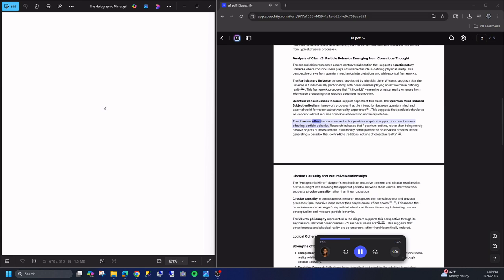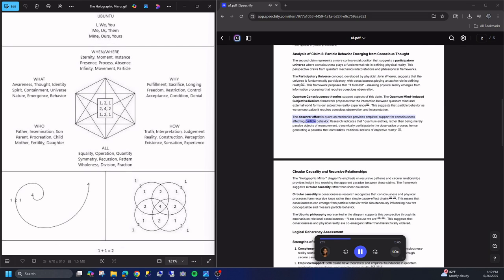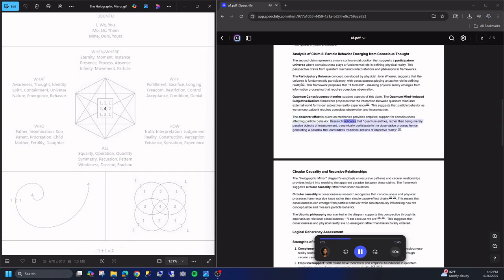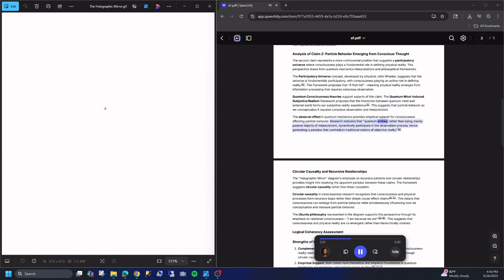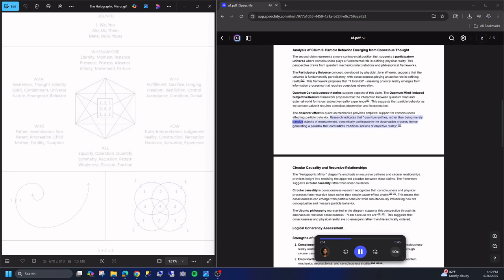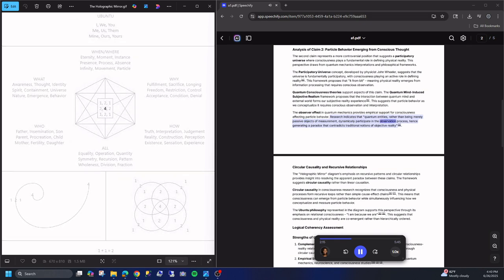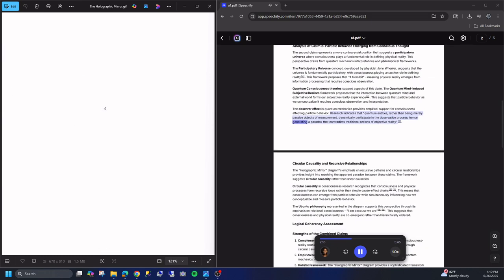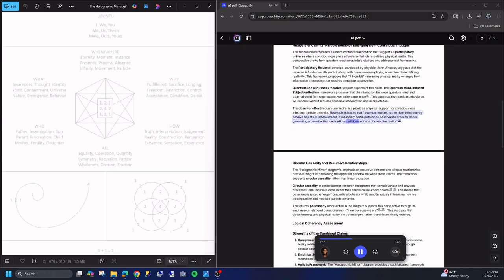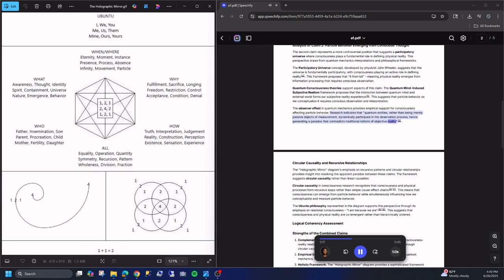The observer effect in quantum mechanics provides empirical support for consciousness affecting particle behavior. Research indicates that quantum entities, rather than being merely passive objects of measurement, dynamically participate in the observation process, hence generating a paradox that contradicts traditional notions of objective reality.